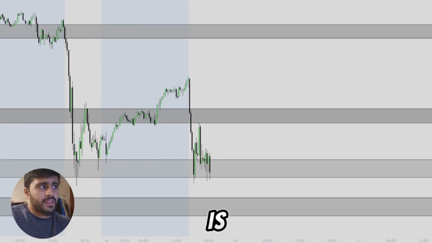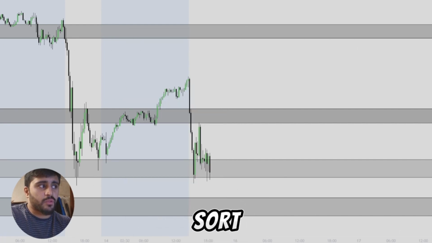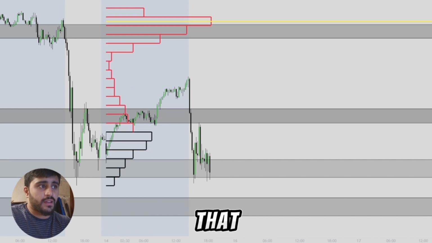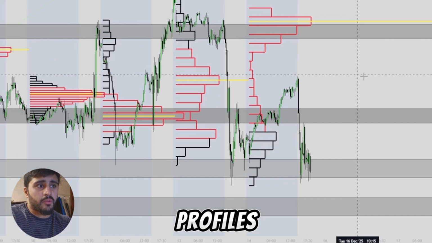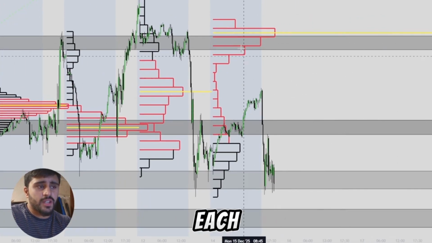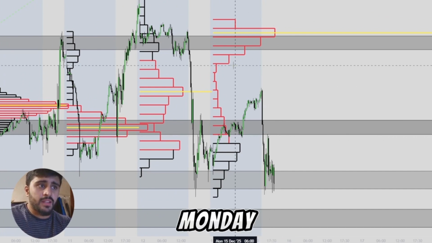Now, the next thing is using it for the daily market profile. It does the same sort of thing, right? So if we just kind of let that play out, you can look at previous days, keep old market profiles too. So you can see here, each market profile represents the previous day's volume. So this is Monday, it shows Friday.